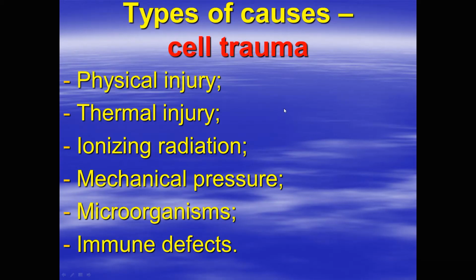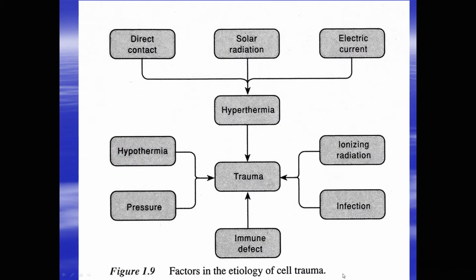The next group of causes is cell trauma, including physical injury, thermal injury, ionizing radiation, mechanical pressure, microorganisms, and immune defects. The physical injury may directly cause a membrane rupture and loss of contents or organization of the cell. Thermal injury, both by hypothermia or hyperthermia.